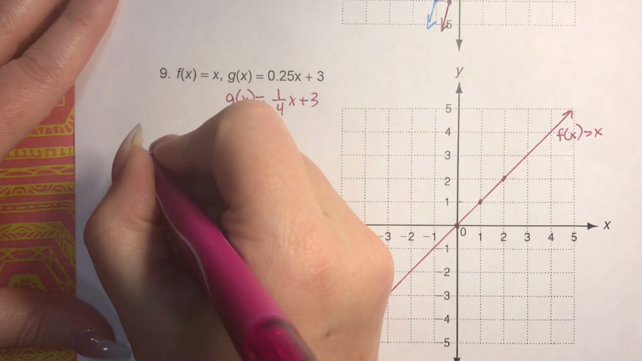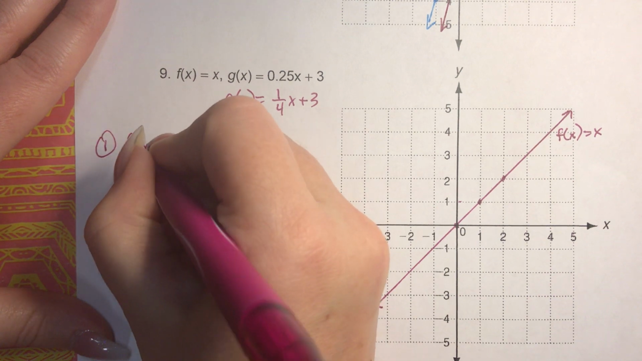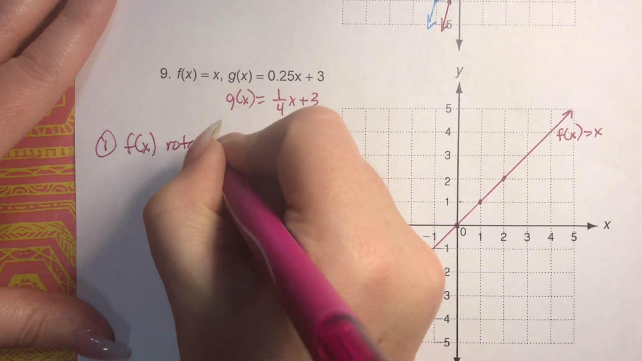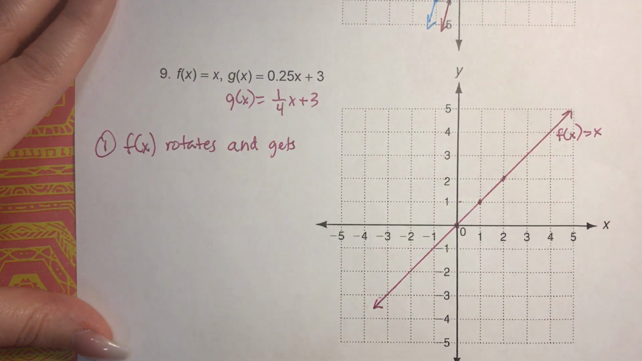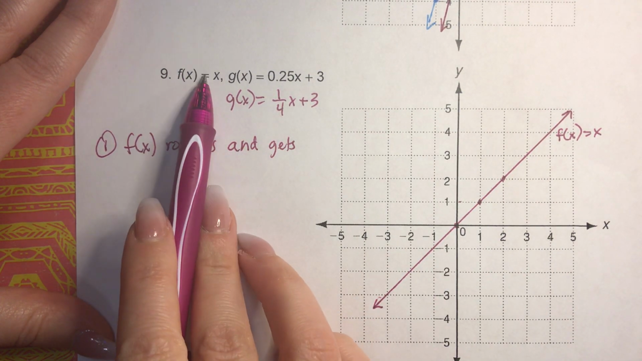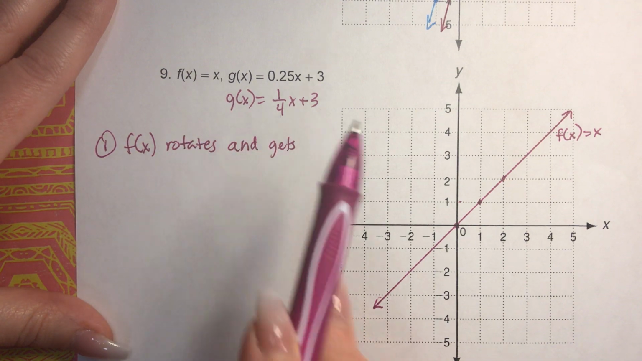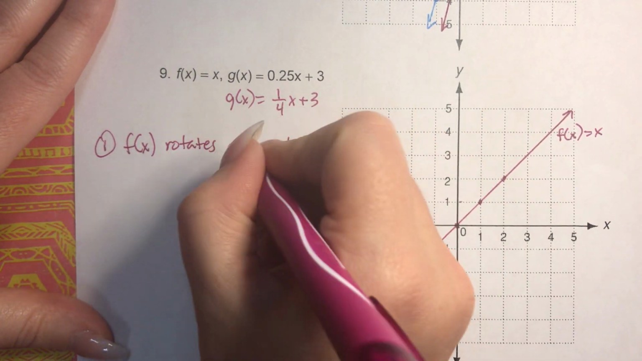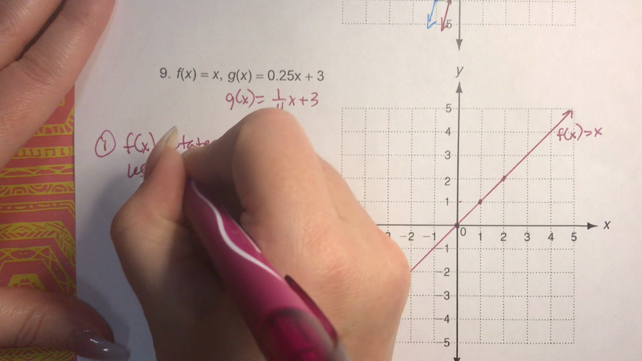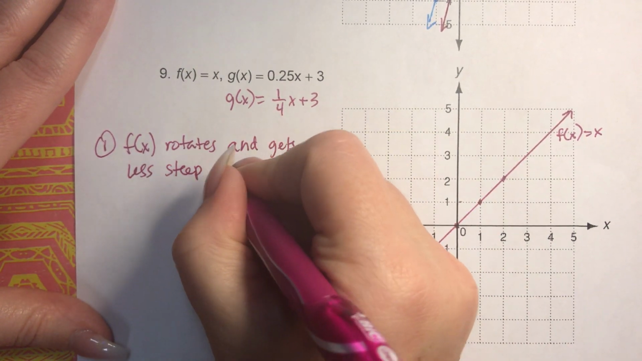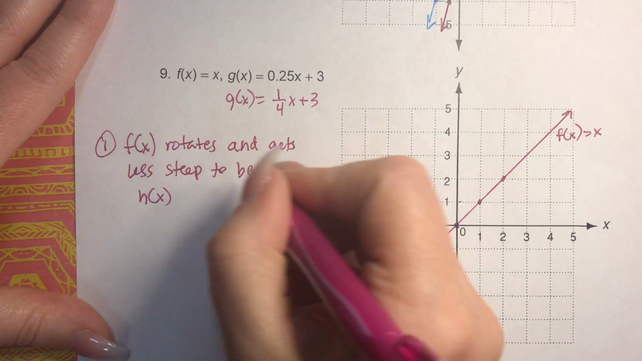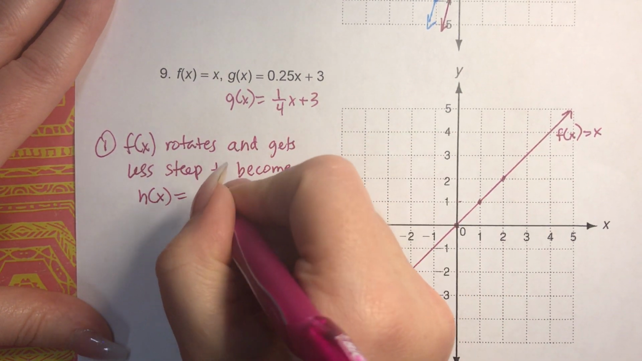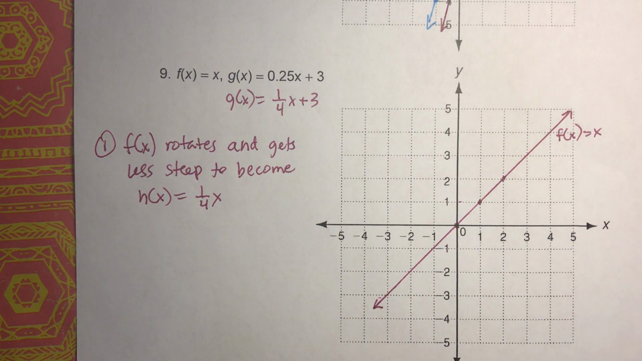So that means f of x rotates and gets, what does it get? Does it get more steep or less steep? The number's 1 and then it becomes 1/4. So the number's getting smaller, so that means it's getting less steep and gets less steep to become h of x, which we just add in that 1/4 x and that's it. So that's the first step, okay? So let's go ahead and look at that.